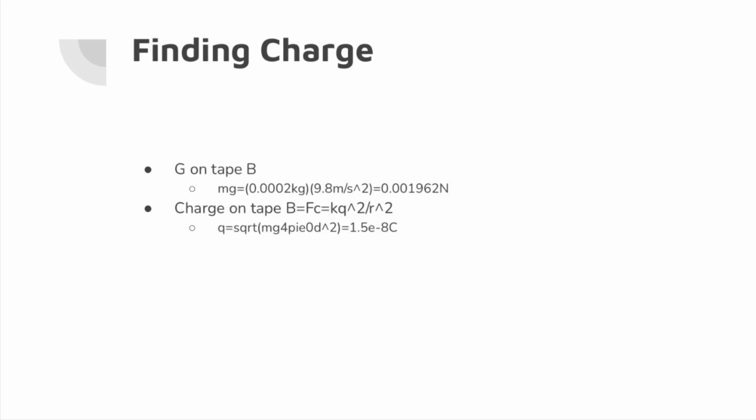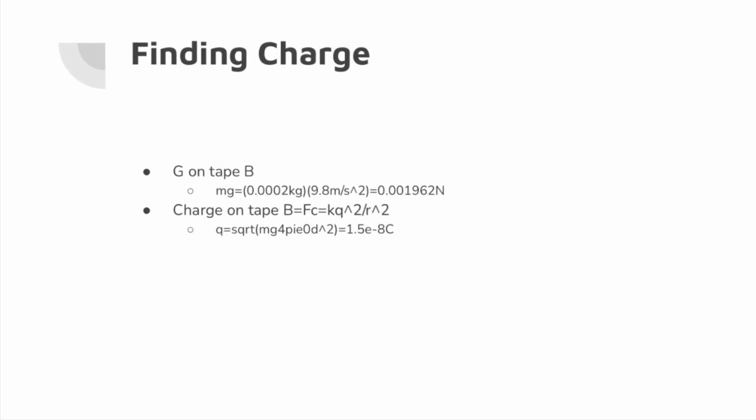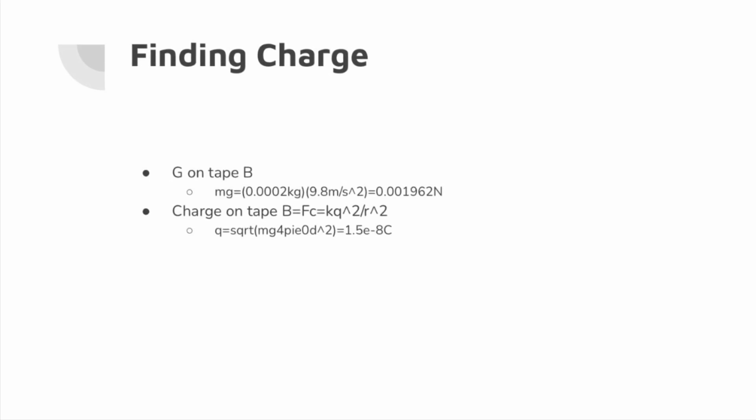So to do this, I calculated the force of gravity on tape B by using the formula below, and I also calculated the charge on tape B by using F_c equals kq squared over r squared, and I solved for q.